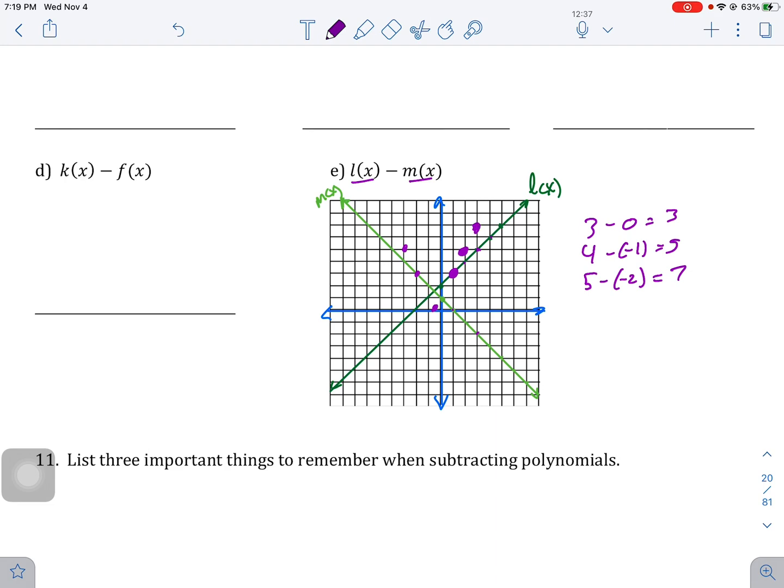So I can see a linear function starting to emerge here. Let's do one more. I'm up at 6 right here, and I go down 3. So 6 minus negative 3 is equal to 9. So therefore I go up another 2. And so you're starting to see a linear function emerge here.